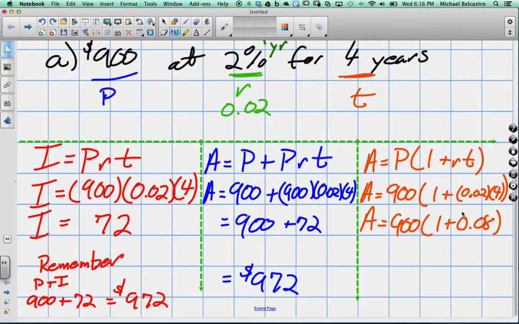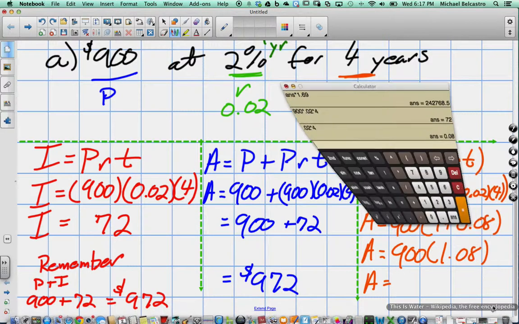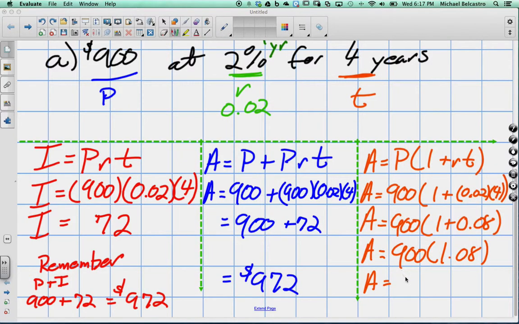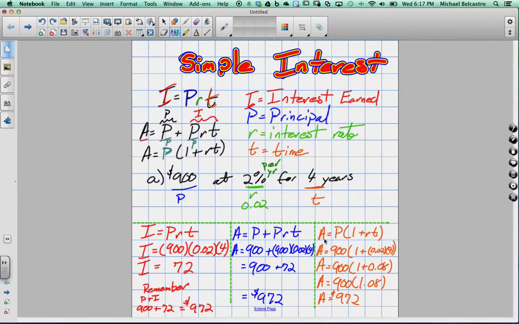Again, we simplify in the bracket. A equals 900 times 1.08. And then we multiply that. The idea here is we're earning, if you think about it, 8% interest because 1 represents 100%, so we're getting 8% more of 900. Let's see if that ends up being the exact same number. So 1.08 times 900, 972. And there we go. It didn't matter which of the formulas we used, we always ended up at the exact same answer. It's just whatever one we feel more comfortable with.